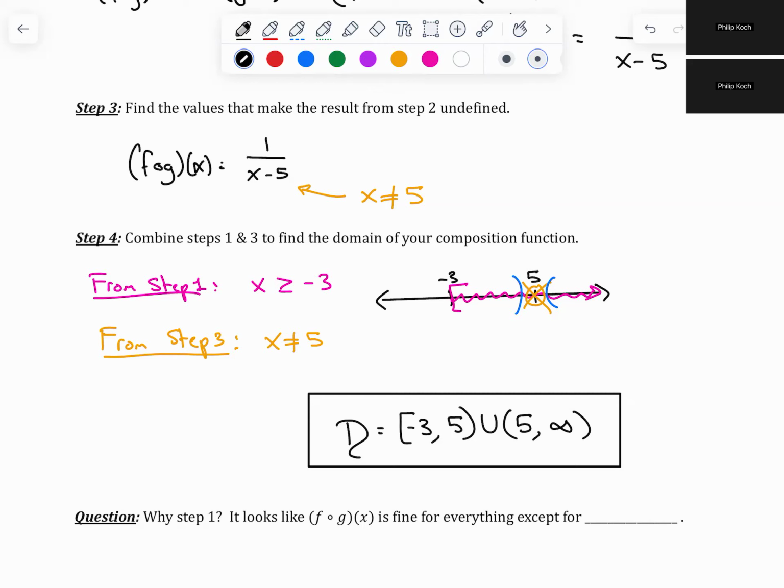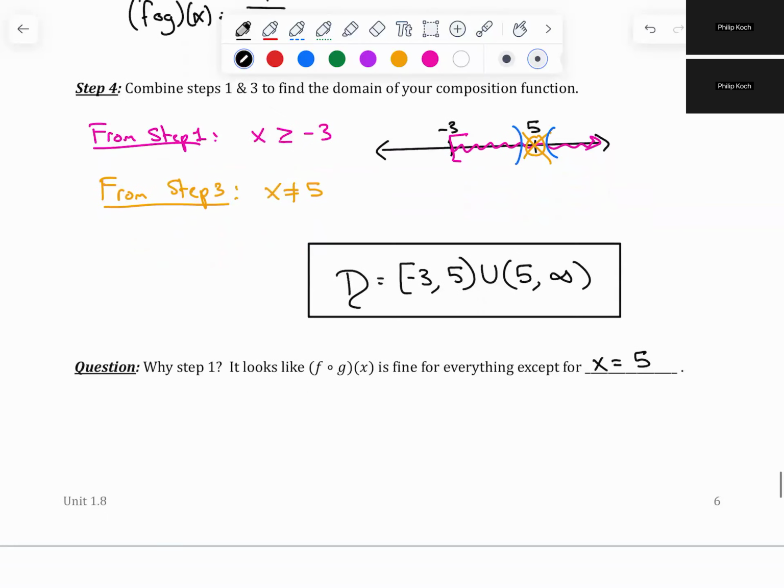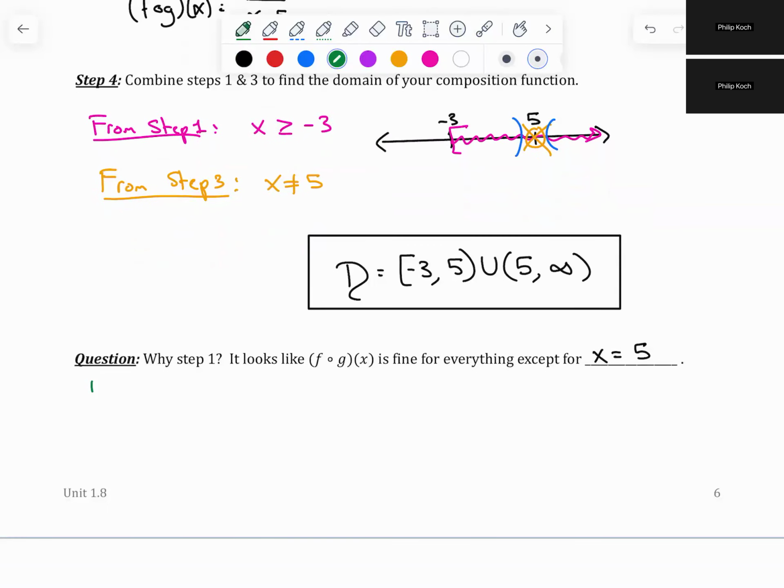So I hinted at it before, but once again, why step 1? If you're looking at the simplified version of f composed of g of x, it looks like it's defined for everything except for x equals 5. And the answer is, as we said, it's how composition works.